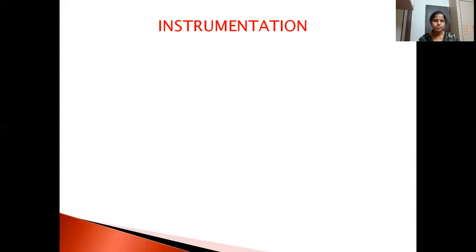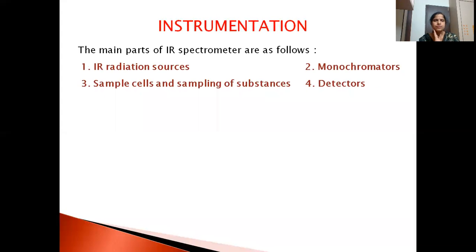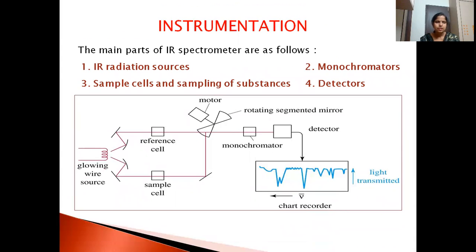Now we'll see the instrumentation part, how the spectra is being recorded and what the different parts of the IR spectrophotometer are. The main parts of an IR spectrophotometer are IR radiation sources, monochromators, sample cells and sampling of substances, and detectors. So this is the block diagram of the various parts of an IR spectrometer.